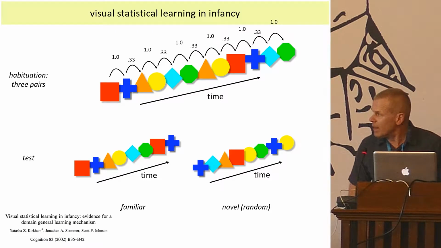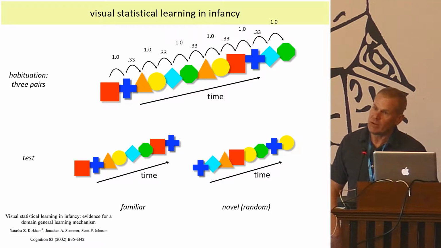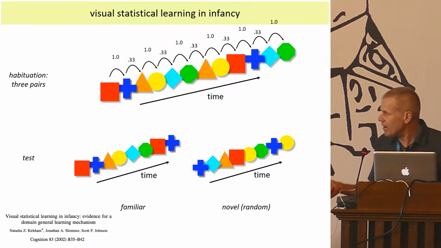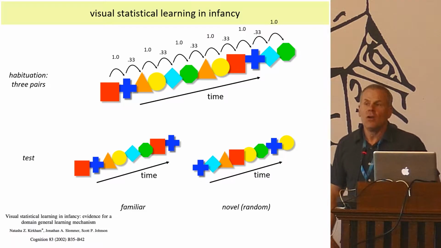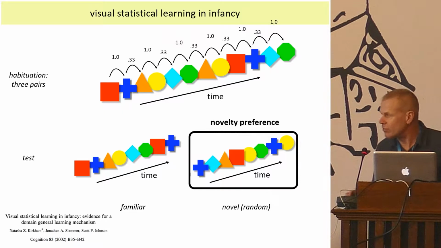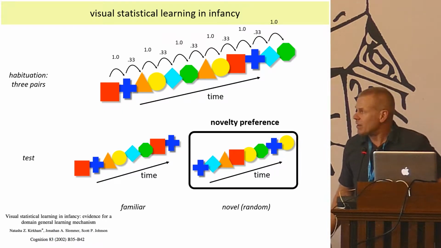So we reasoned that after babies were habituated to the structured sequence, at test, if they see the same structured sequence, that is the one on the left, versus a random sequence, that is the one on the right, that they would show a novelty preference and look longer when the novel random sequence was on the screen versus the familiar on alternating trials. And that's exactly what we found.